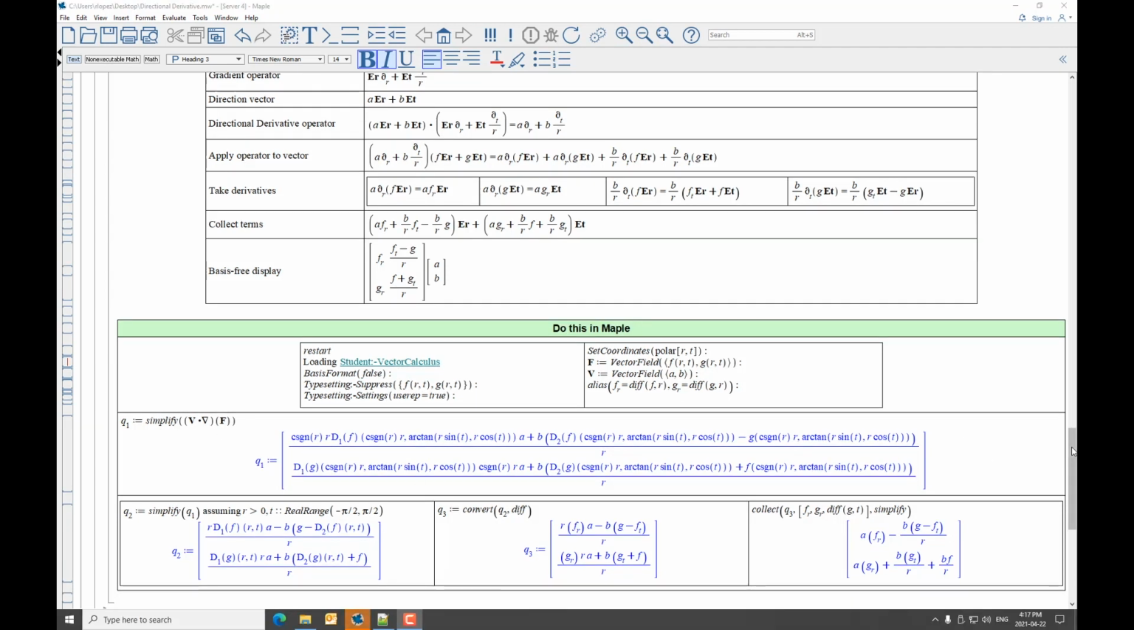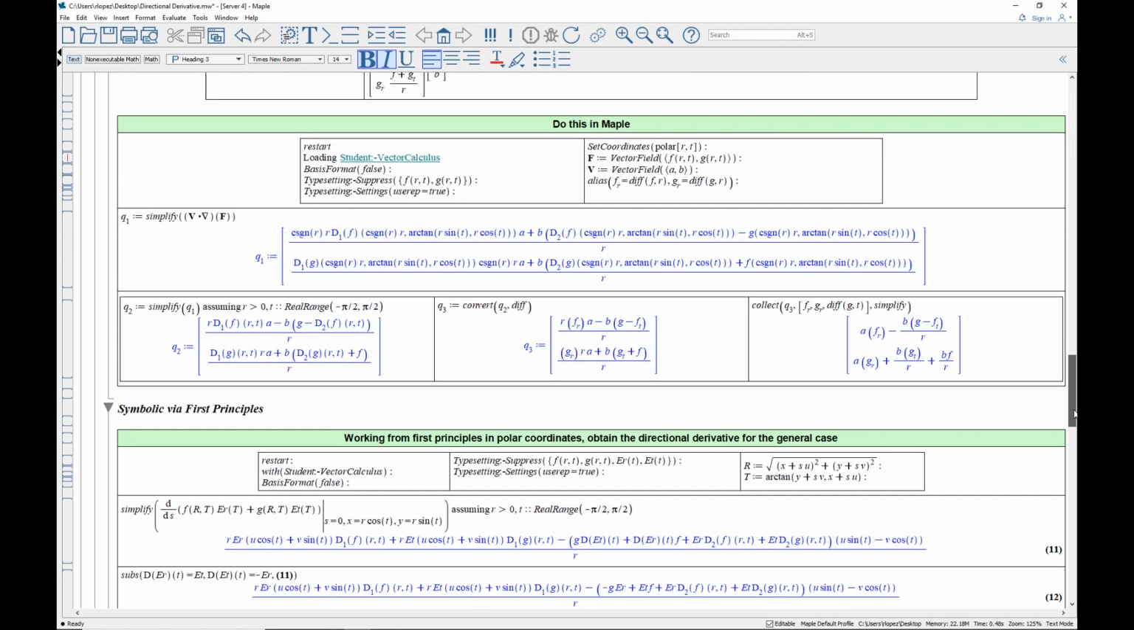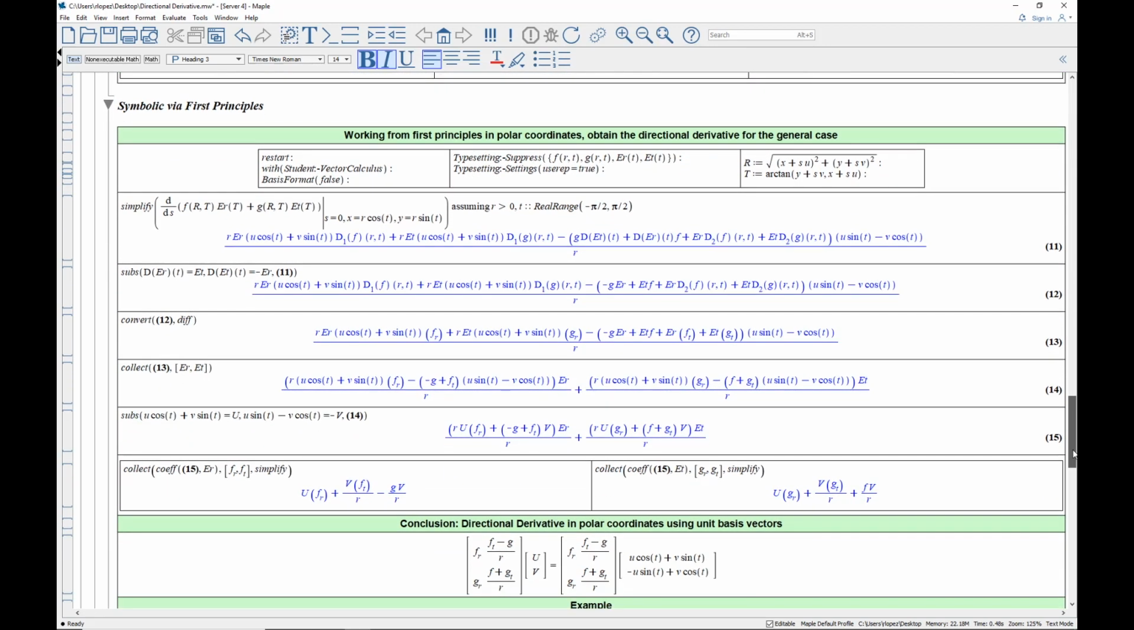Can we do this in Maple via first principles? Will we get the same thing? Can we do that? Okay, we want to work from first principles. Student vector calculus package. Some typesetting to make things simpler. First principles, we define the line that we're going to march along in polar coordinates. We've done this before, r and theta.